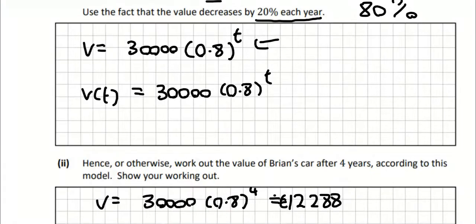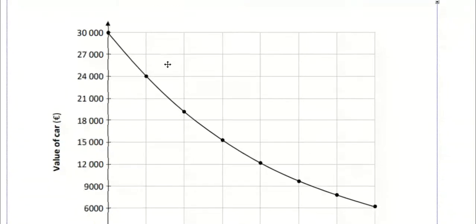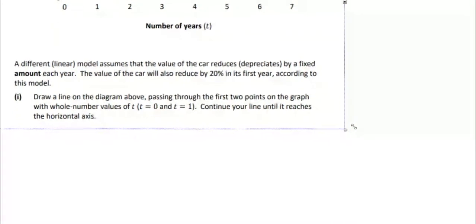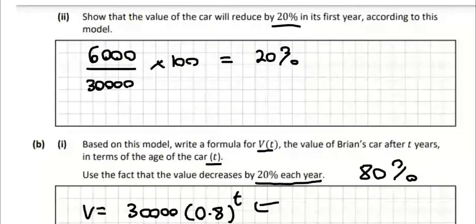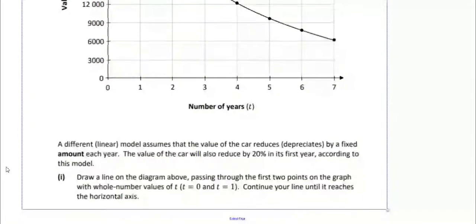Okay. Next part then, we have another graph here. The graph on part A is shown below. Oh, sorry, it's the same graph as part A. So it's literally the same graph as part A. And a different linear model also assumes that the value of the car depreciates by a fixed amount each year. The value of the car will also reduce by 20% in the first year, according to this model. Draw a line on the diagram above, passing through the first 2 points of the graph.